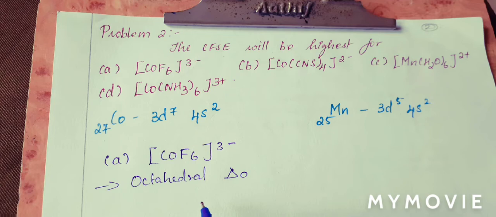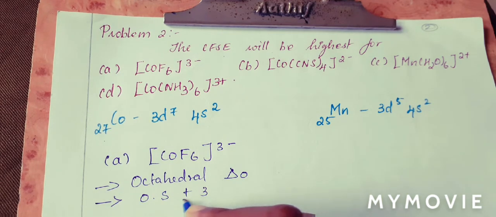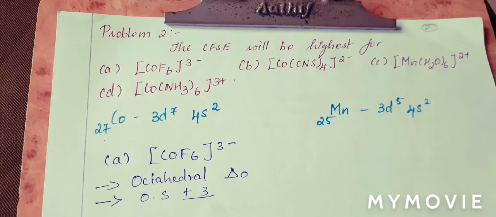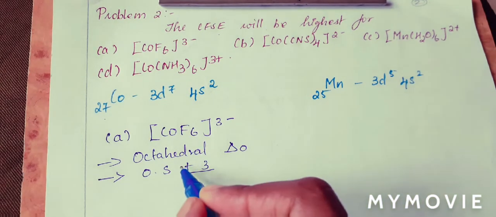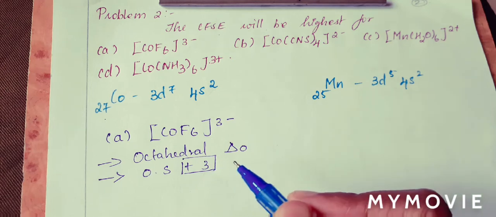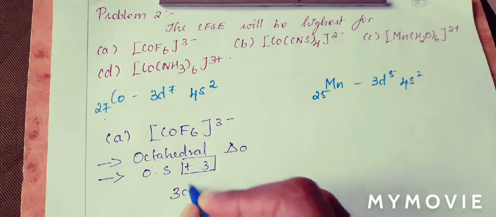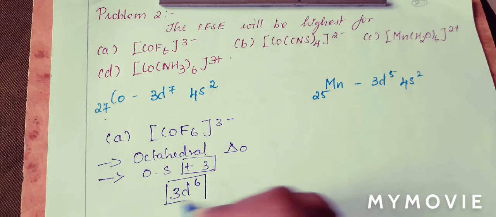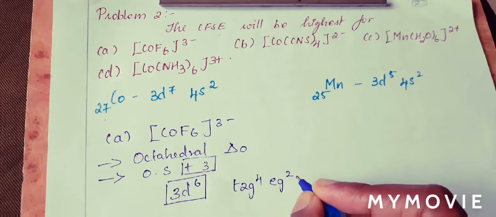Now, the second step is to find the oxidation state. The oxidation state is going to be plus 3. I'm not explaining the calculation of oxidation state again because I've already explained it. When you work it out, you will definitely understand. So the oxidation state will be plus 3, same as the previous problem. When it's plus 3, you have 3d6 as the outermost orbital, and the filling up of electrons will be t2g4 and eg2.